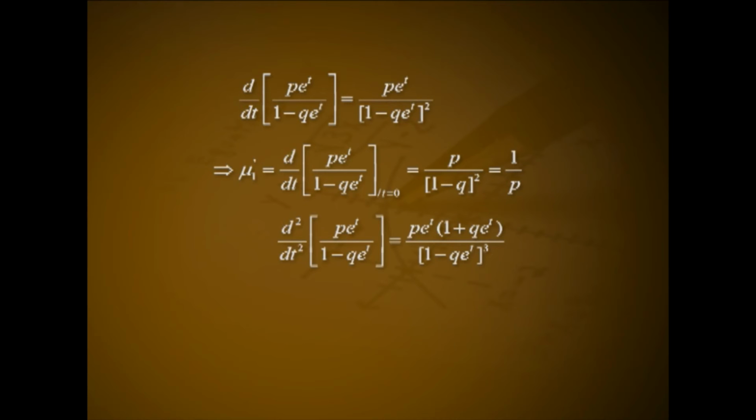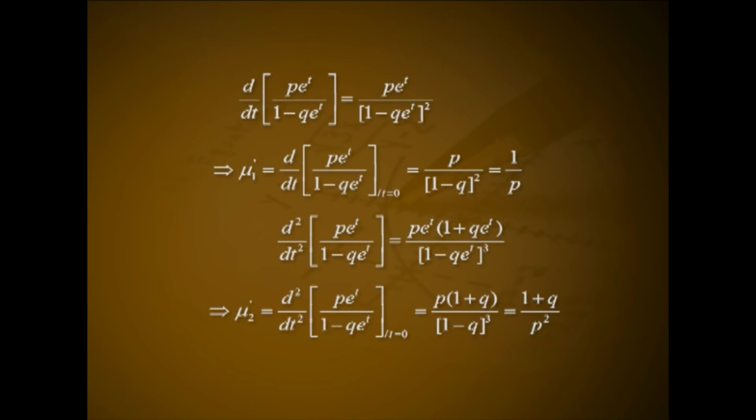d square by dt square of p e raised to t divided by 1 minus q e raised to t is equal to p e raised to t into (1 plus q e raised to t) divided by (1 minus q e raised to t) the whole cube. Mu 2 dash equal to d square by dt square of p e raised to t divided by 1 minus q e raised to t at t equal to 0. That is equal to p into (1 plus q) divided by (1 minus q) the whole cube. That is (1 plus q) divided by p square.